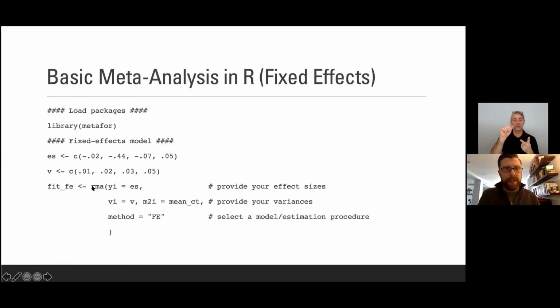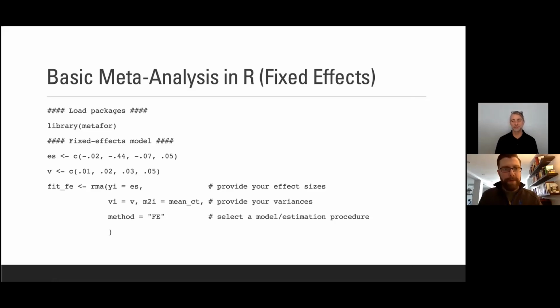We use the function called rma, and we identify our effect sizes. It's going to look for the argument yi, and we're saying those are equal to ES, our effect sizes. vi is where it's looking for the variances. Ignore this m2i, that's a holdover from some of Josh's code, so we'll edit that out. Then we specify the method. You need three pieces of key information: your effect sizes, the variances, and the method, which is fundamentally whether you want to run a fixed effects model or a random effects model. Within the suite of random effects models you might run, there are different estimation procedures to get at tau squared, but we covered some of that in our other trainings.